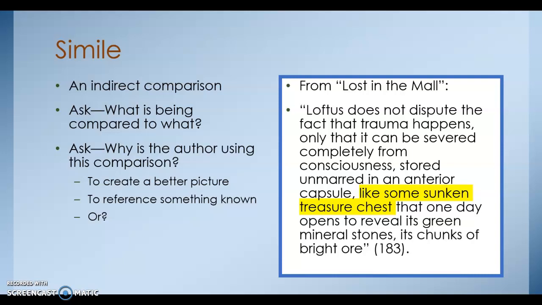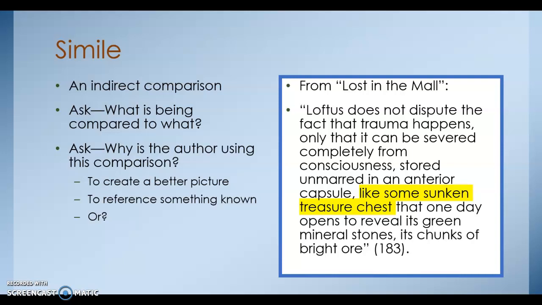So let's look at an example from Lost in the Mall. Loftus does not dispute the fact that trauma happens, only that it can be severed completely from consciousness, stored unmarred in an anterior capsule like some sunken treasure chest, that one day opens to reveal its green mineral stones, its chunks of bright ore. Now, there are metaphors in this sentence too, but I've highlighted the simile. And you can see the simile because, again, it uses the word like, which we know sets up an indirect comparison.